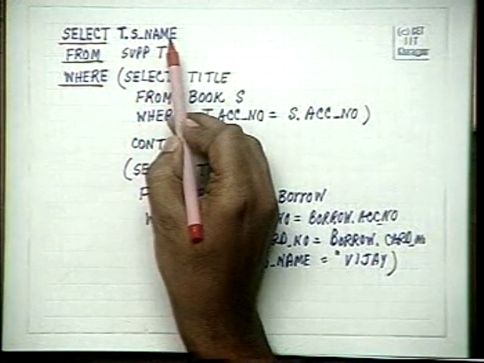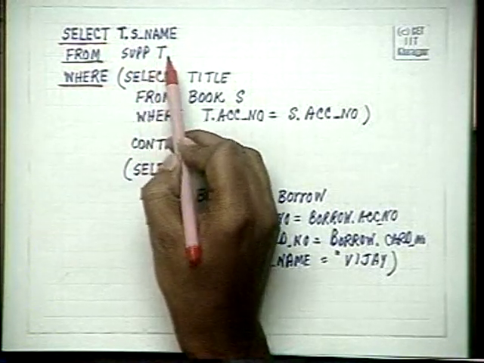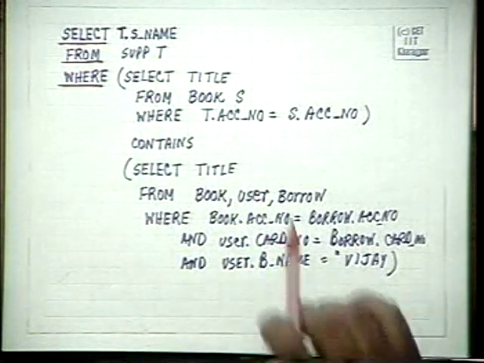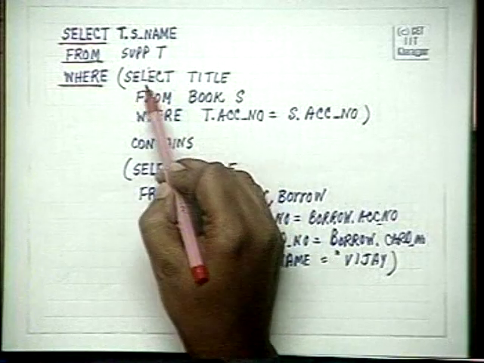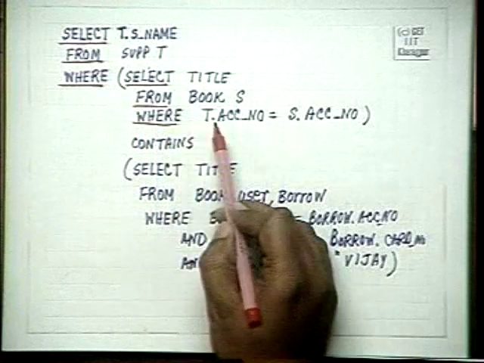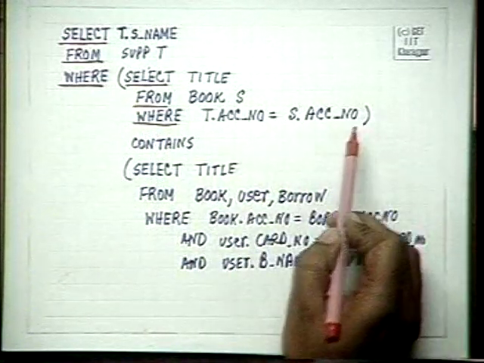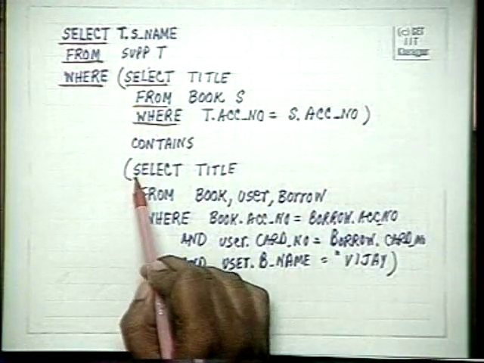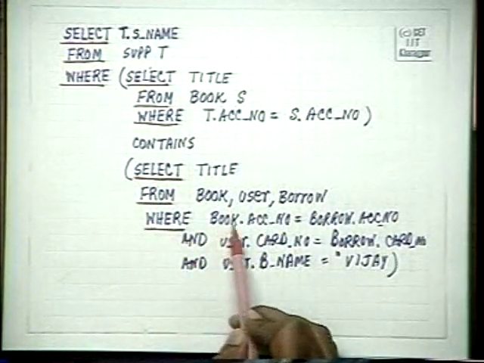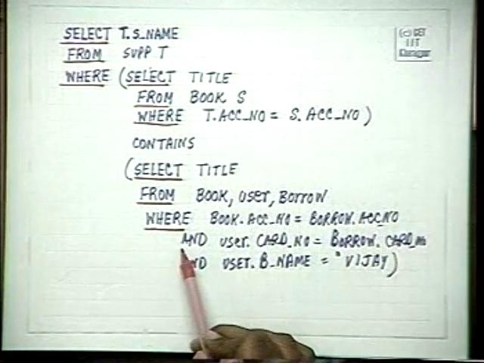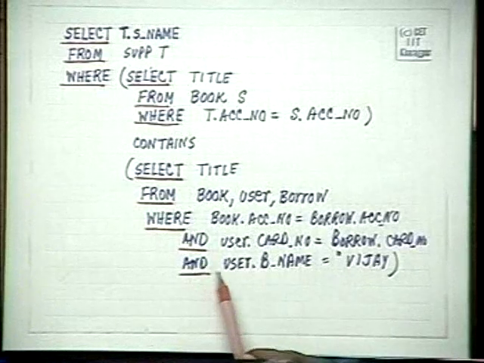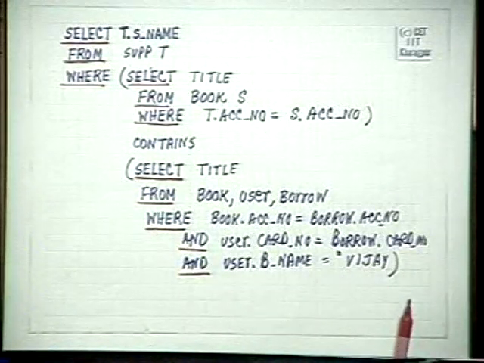Select T.S name from sub T, where the whole thing is inside the where. Select title from book where T.accession number is equal to S.accession number contains select title from book user borrow where book.accession number equal to borrow.accession number and user.card number equal to borrow.card number and user.b name equal to Vijay.